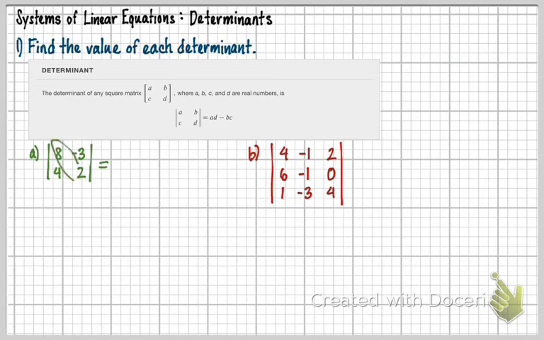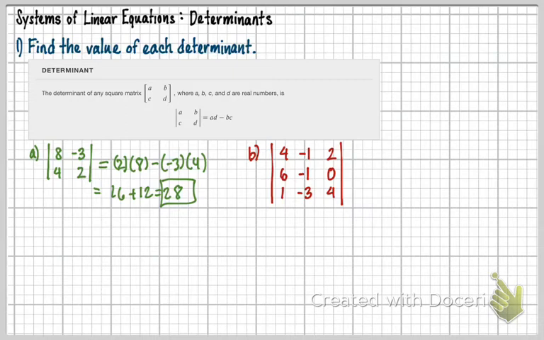So that means I would take 8 times 2, which is 16, so I'll go 2 times 8. And then I would go minus, and then negative 3 times positive 4. And that's going to equal 16 plus 12, which equals 28. So there's our first answer, 28. That's our determinant. Now let's take a look at number B here.